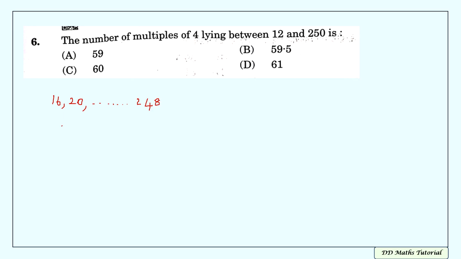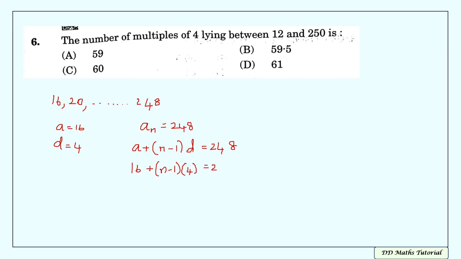So your A value is 16 and D value is 4 and An is going to be 248. We need to find what is the value of n. We'll be using the An formula, which is a plus (n minus 1) into d, which is 248. A value is 16 plus (n minus 1) into 4 is equal to 248.